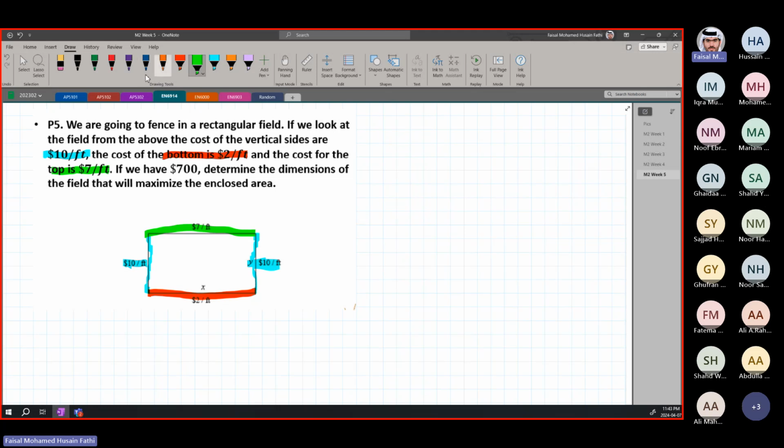If we have a total of $700، أكثر شيء عندنا يعني $700 التوتال، total is $700. Determine the dimensions of the field which will maximize the enclosed area.